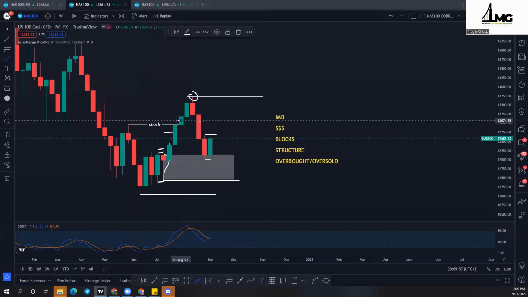And then the previous structure was also broken to the upside. So I also look at previous weekly highs and lows to determine continuation. So at this point, with this break to the downside, even though it's not a proper break, right?